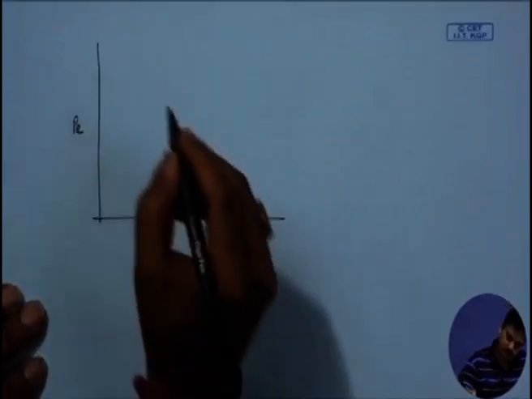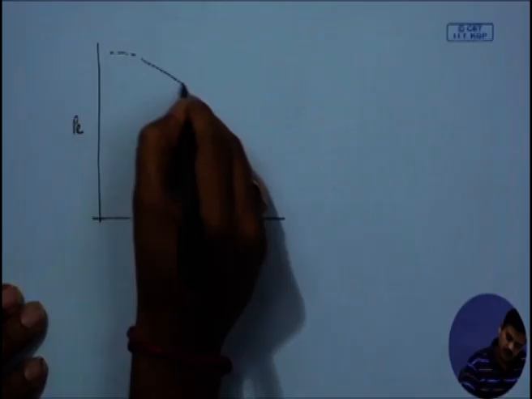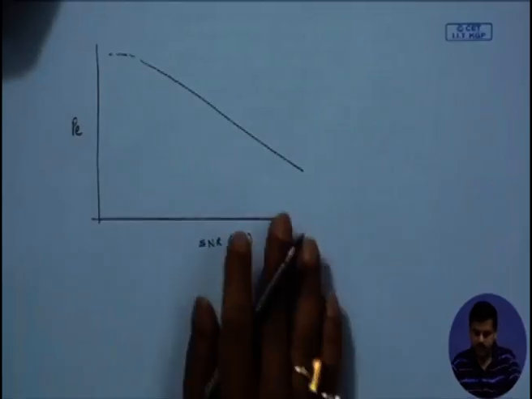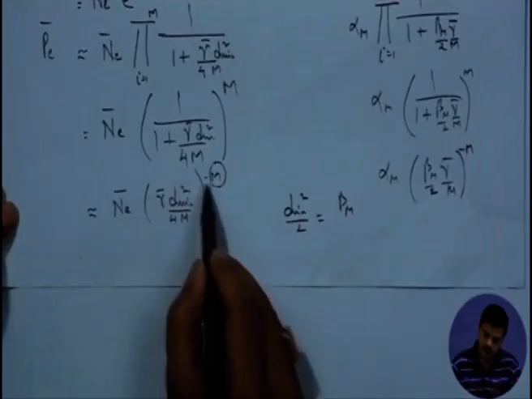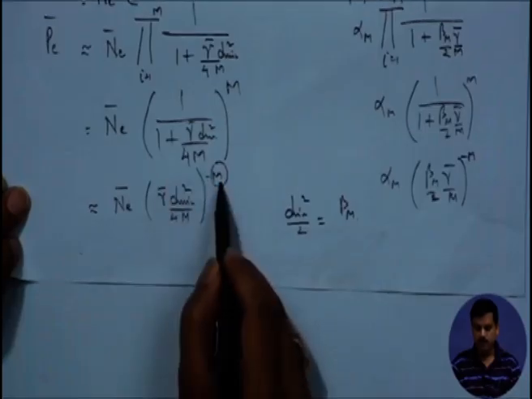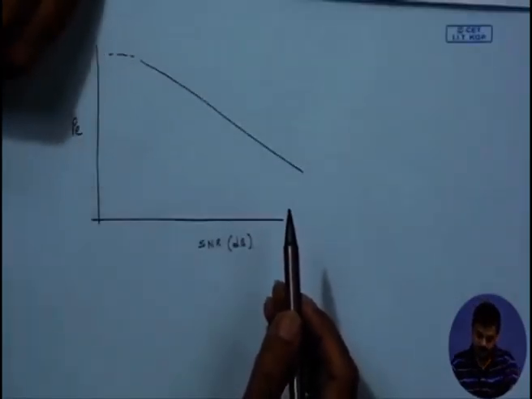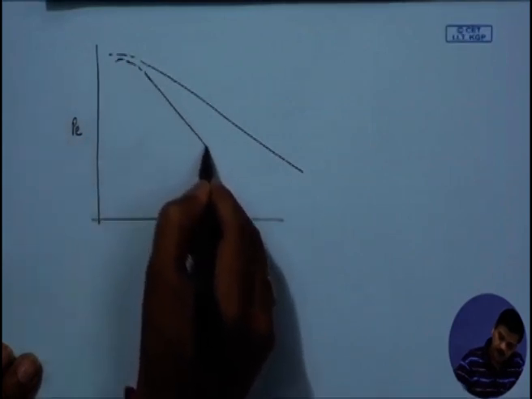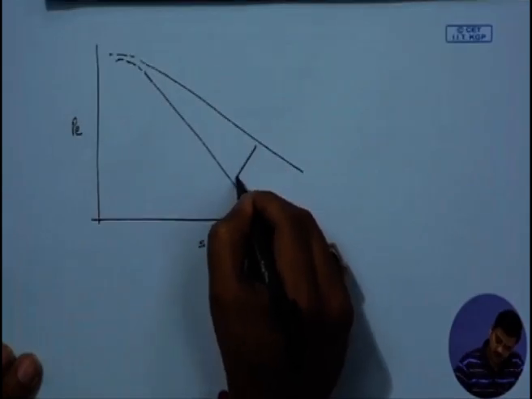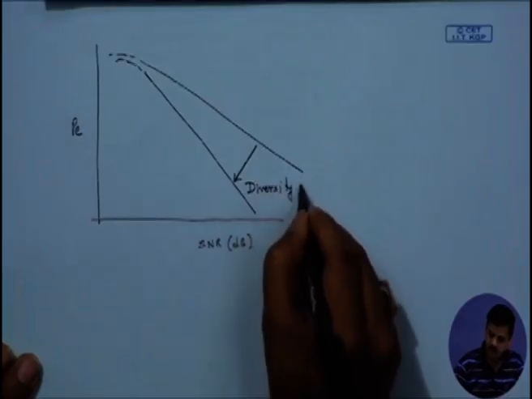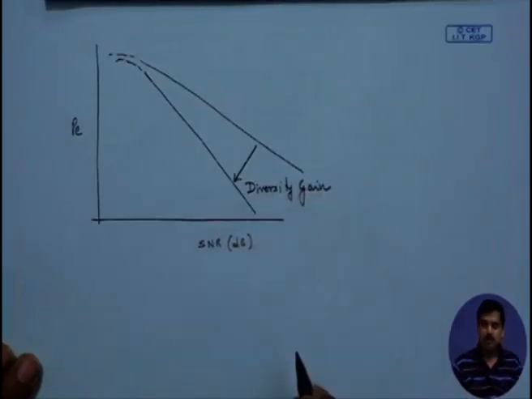So without any diversity, let's say this is the error probability curve. With diversity, as we clearly see in these expressions here, the error probability is now raised to the power of m. That means clearly the slope of this is of order m. So when there is diversity gain, this particular curve becomes like this. So there is an increase in slope in the error probability expression. This is the diversity gain.